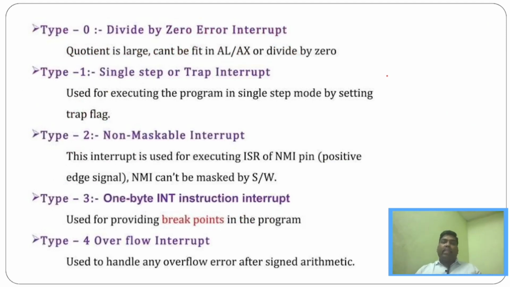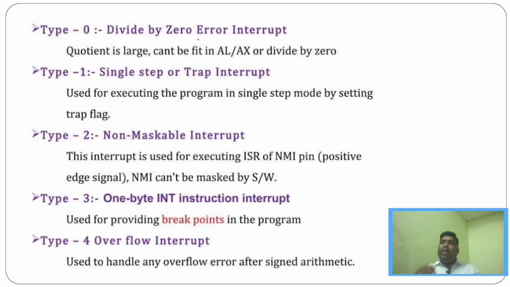So the first one is the divide by 0 error interrupt. What is the divide by 0 error interrupt? This is a very common interrupt. Whenever we give any normal instruction, the processor will perform that particular instruction, provide the output, and the result will be saved in the accumulator. All those things we know. So whenever there is a normal execution, there will not be any problem. But whenever there is a special condition, or a problem, or it does not satisfy the condition, then this interrupt will take place, type 0 interrupt.